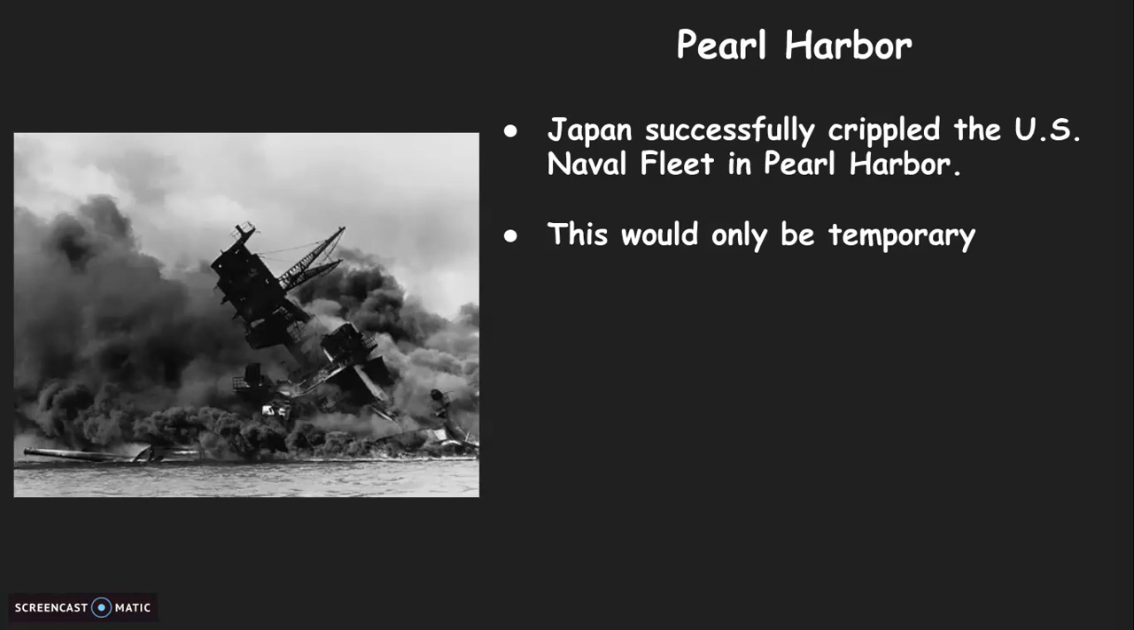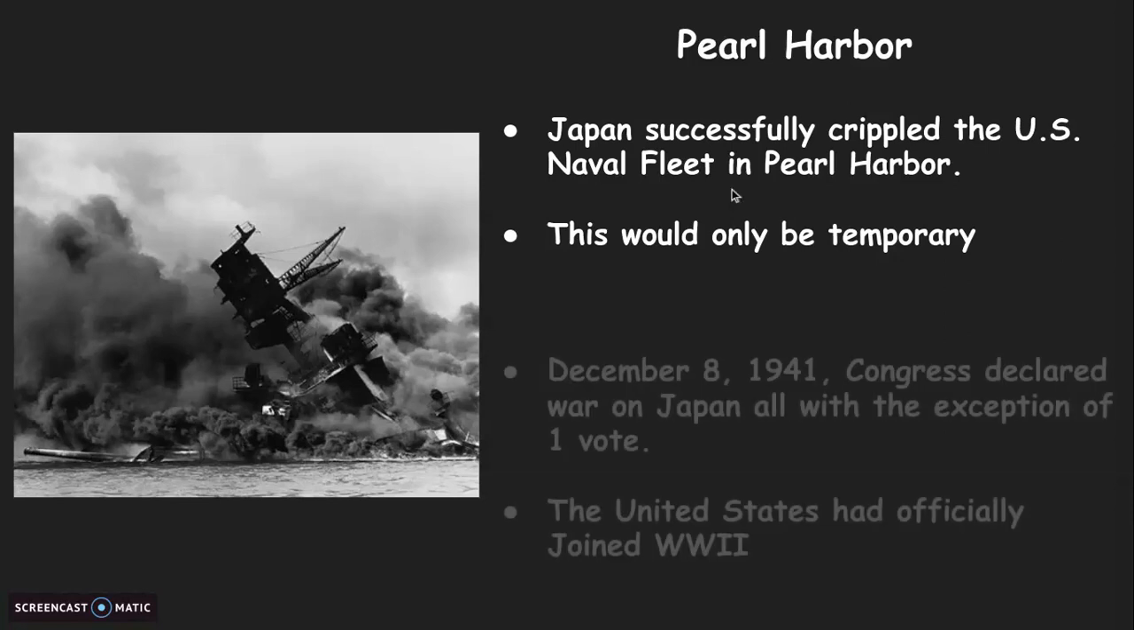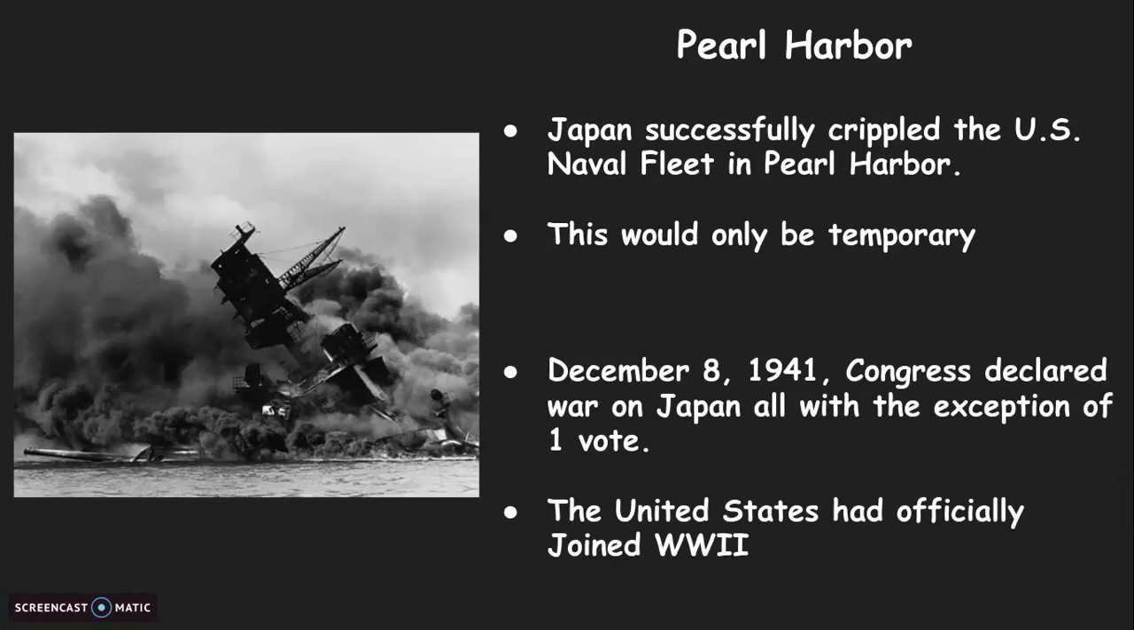The Japanese did not bomb very important oil refineries and oil storage facilities in Pearl Harbor, so we still had a lot of supplies left over. And the next day, on December 8th, 1941, Congress declares war on Japan with everybody except one vote. There is one vote against going to war. And December 8th, 1941, the United States officially joins World War II.